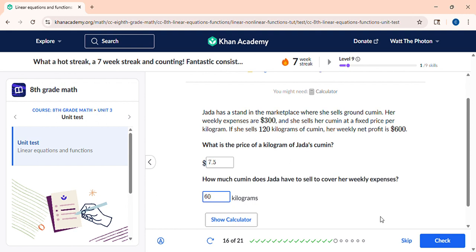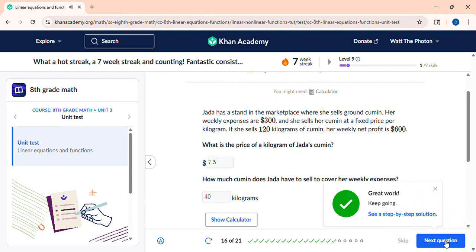So 60 kilograms. $300 divided by 7.5 is 40 kilograms. 40 times 7.5 gets $300. If she sells 7.5 times after 20 kilograms and subtracts $300, her profit will be $600. Yay!